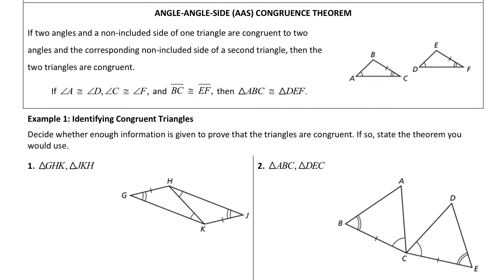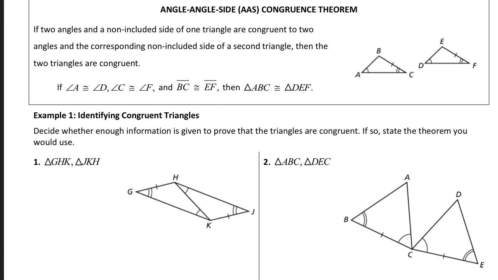For angle, angle, side, it's two angles again, but it's a non-included side. So what that means is we've got an angle, and we've got a side. We've got a corresponding congruent angle, and a side. So angle, angle, side: two angles and a non-included side are congruent to two angles and the corresponding non-included side of the other triangle. Then they're congruent.